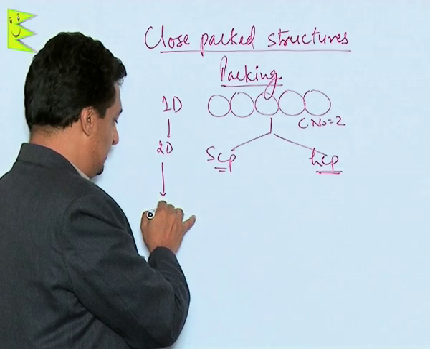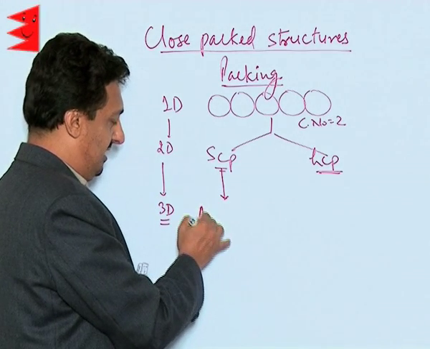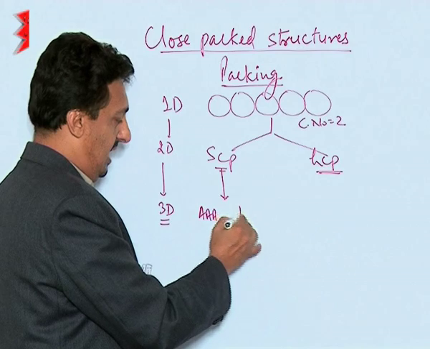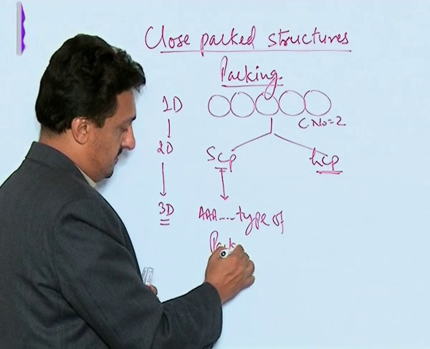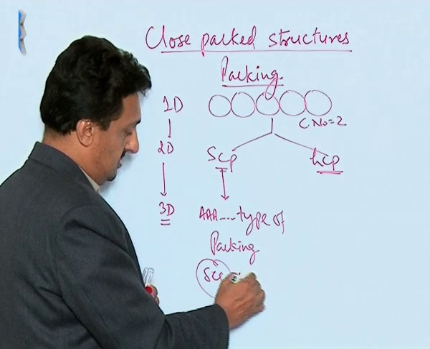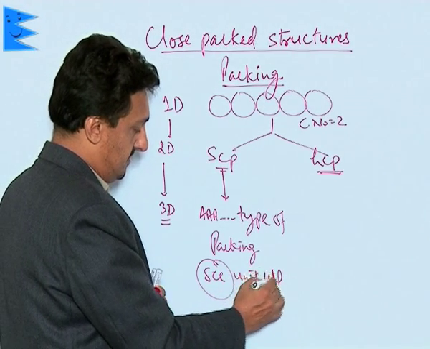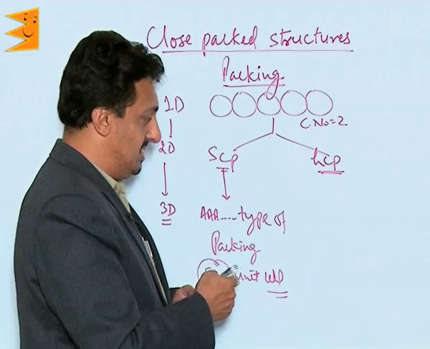When this two-dimensional system is changed to three-dimensional, we know SCP type of packing leads to the formation of AAA type of packing. This forms the SCC unit cell. That's most important.